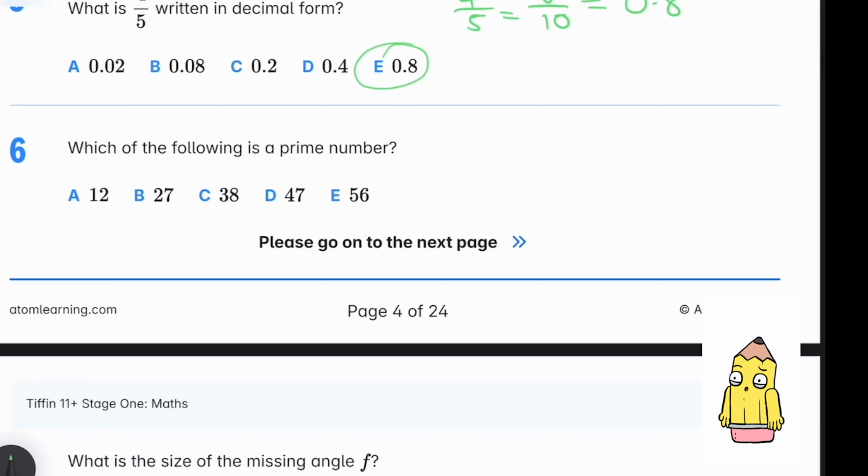Question 6. Which of the following is a prime number? Now, a prime number is a number that can only be divided by itself and 1. If we look at the number 12, for instance, its factors are 1, 2, 3, 4, 6, and 12.